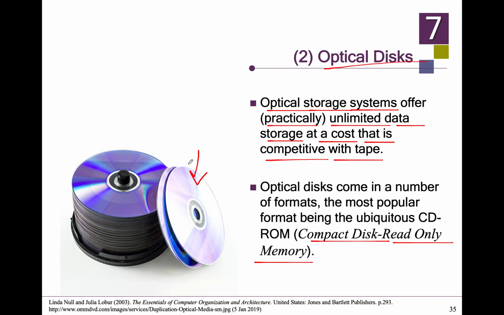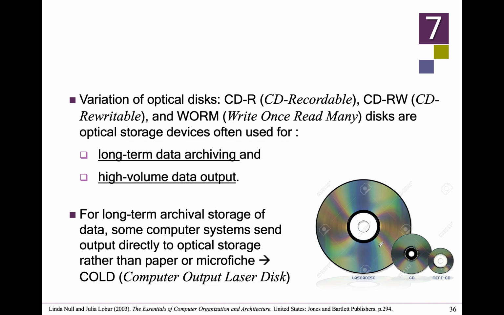For CD you can only support megabytes, maybe 600 something megabytes. You cannot support up to 1 gig. But DVD, yes. That's why if you have a DVD, you can have multiple movies inside. But for one disc you can only support one part, like part A and part B. So one movie you need to spread into two discs, isn't it? Optical discs come in a number of formats, the most popular being the ubiquitous CD-ROM, or compact disc read-only memory. This one is the most famous, normally what you're going to use.